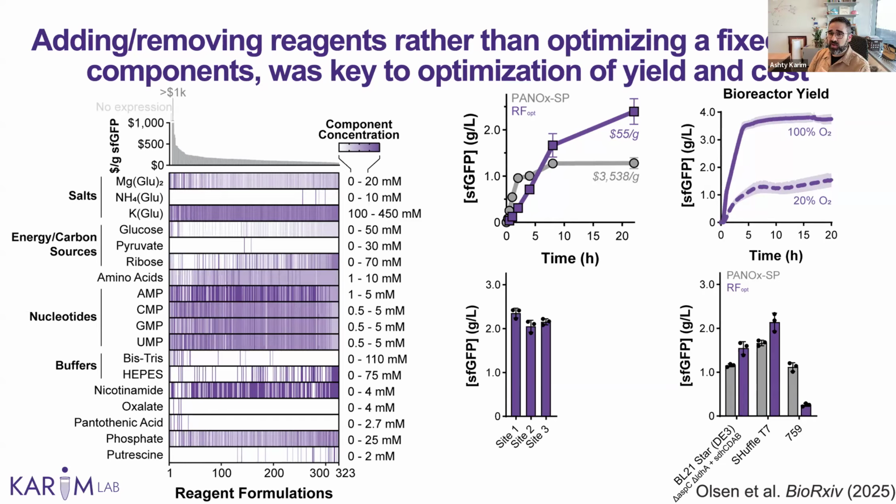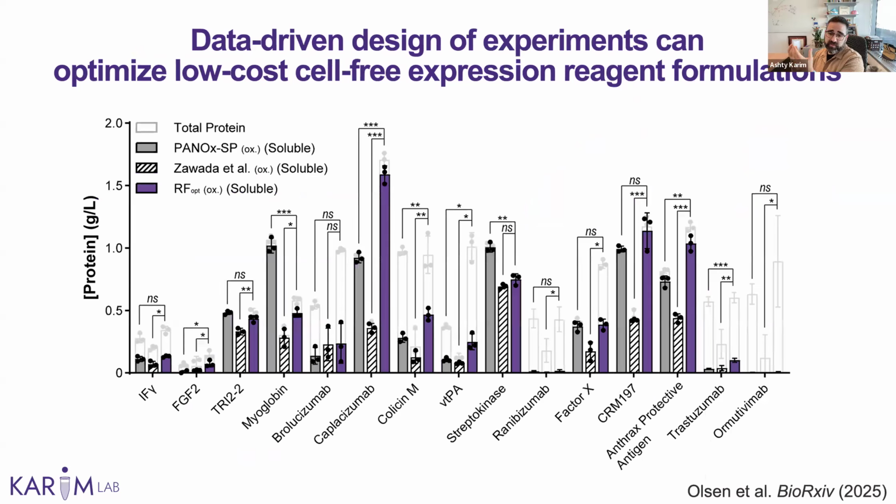So a reagent formulation is not one size fits all, and there's optimization that's going to have to be done as you change lysates. What's interesting, though, is then we took our lysate and we took the state-of-the-art, highest producing system and one of the lowest cost systems, and compared that to our RF-opt, our optimized reagent formulation, to produce several therapeutic proteins of relevance.